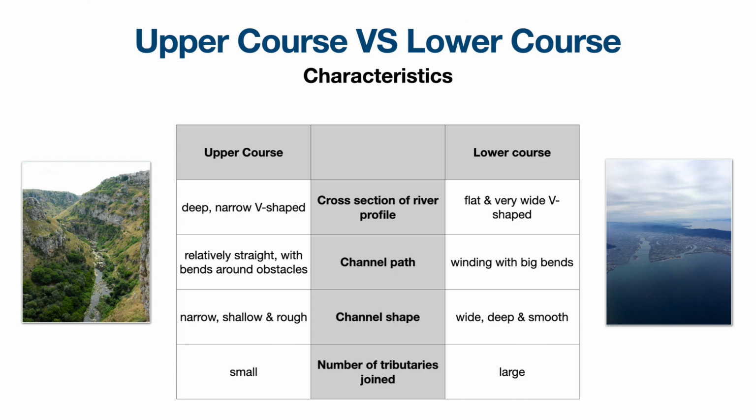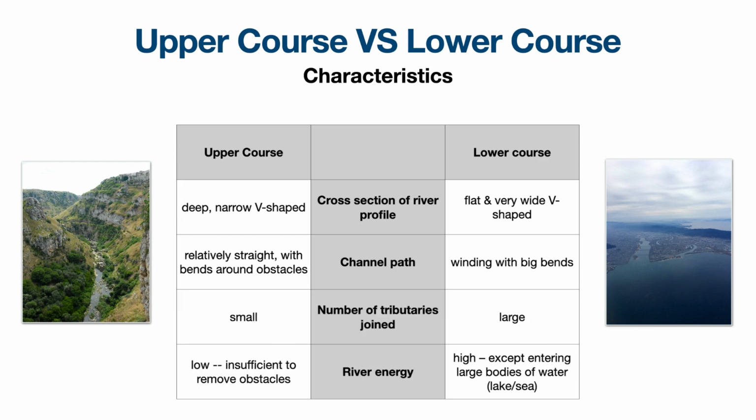Okay, at the lower course, it's winding with big bends because a lot of tributaries have already joined in, so the river discharge is high, velocity is usually high, energy is high, so it can overcome the obstacles, erode them, or simply even erode the land. Okay, so at the lower course, it's a winding river with big bends. Okay, the bends are so big, at some portion of the big bends it looks quite straight.